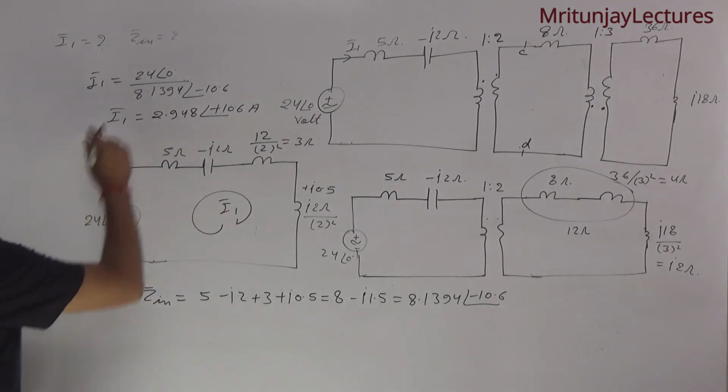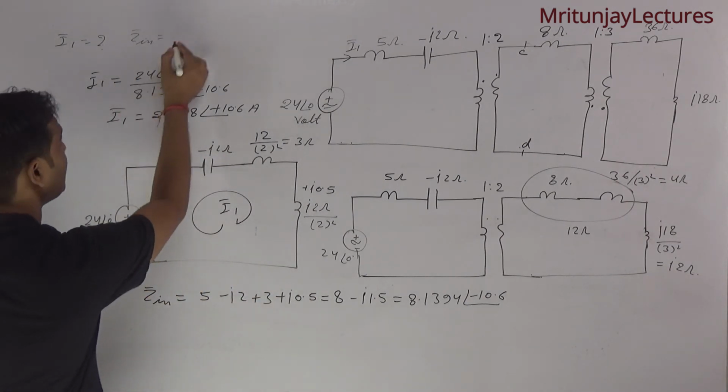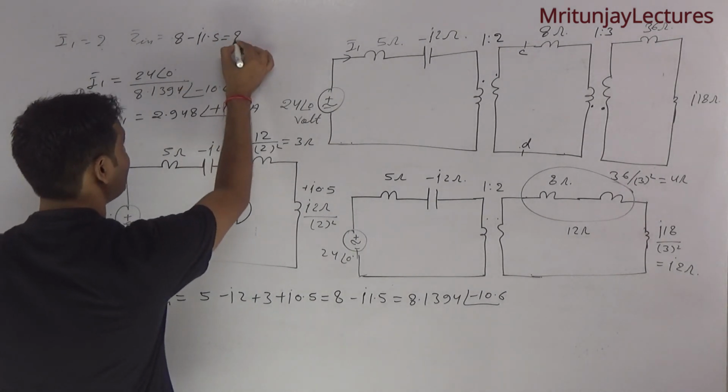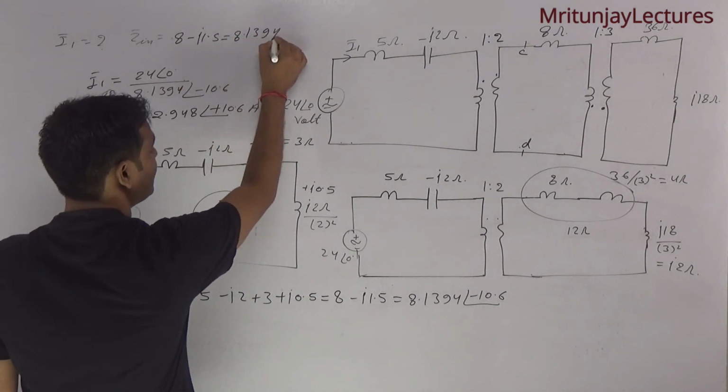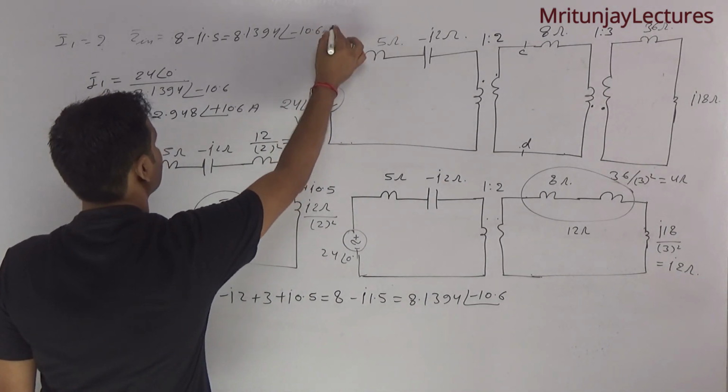And what about the input impedance? Input impedance is 8 minus J1.5, or you can say that is 8.1394 at the angle minus 10.6 ohm. This is the final answer.